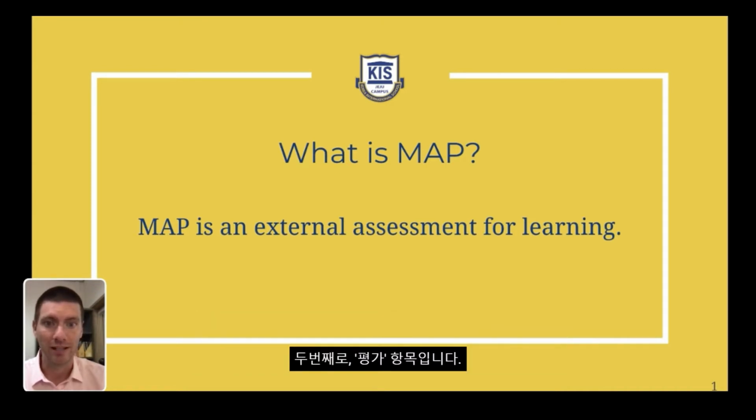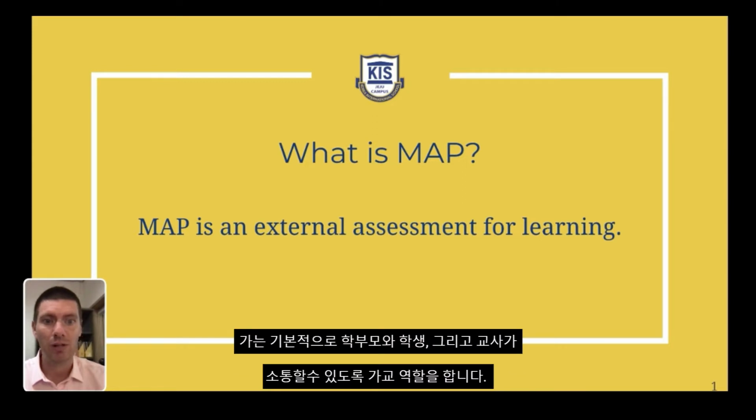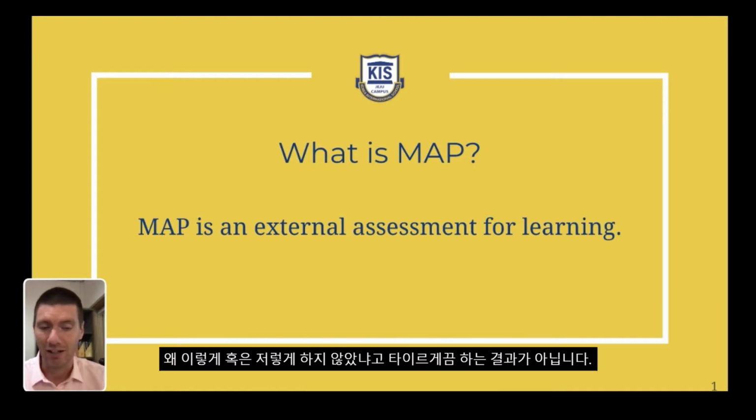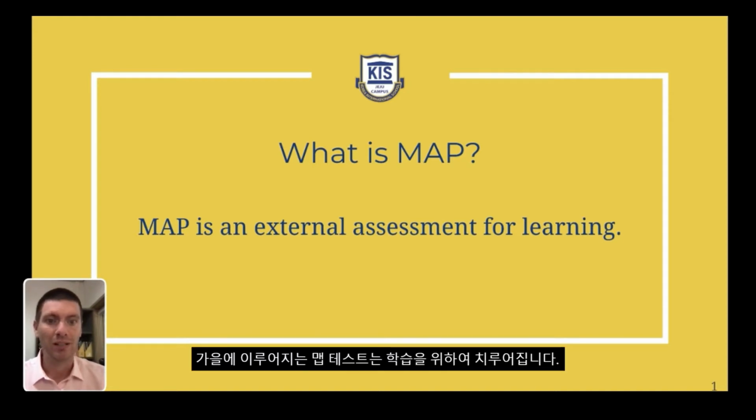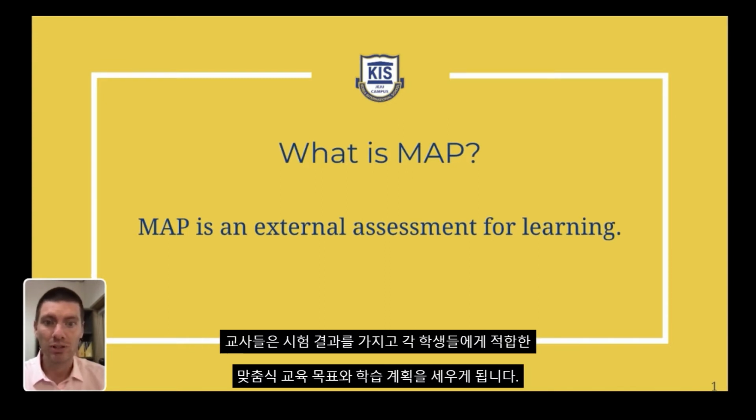The second word, assessment. An assessment is primarily a communication between the student and the teacher and the parent. It is not a gotcha moment that says, why couldn't you do this? Or why didn't you do that? And the third word to think about is for learning. The MAP test done in the fall is for learning. Teachers use the results to set and plan specific goals for each student.